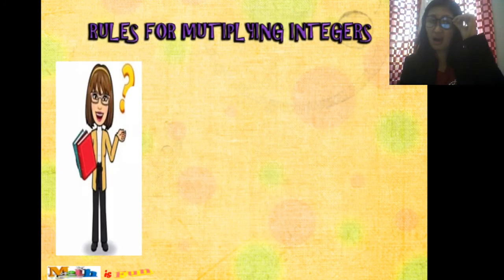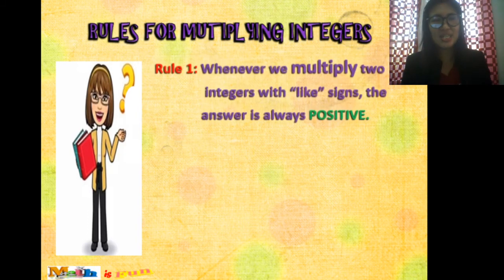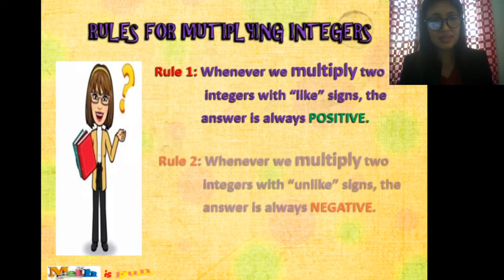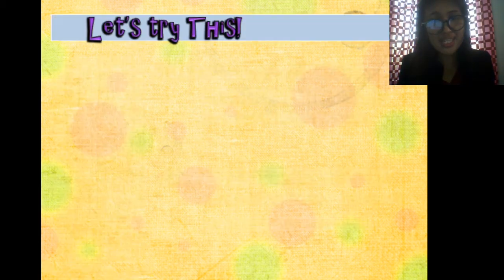So here are again the rules for multiplying integers. Whenever we multiply two integers with like signs, the answer is always positive. Whenever we multiply two integers with unlike signs, the answer is always negative. Do not forget it. Okay? So let's find out if you understood it or not. Let's have an exercise. So let's try this.